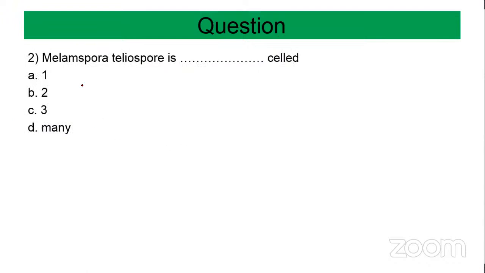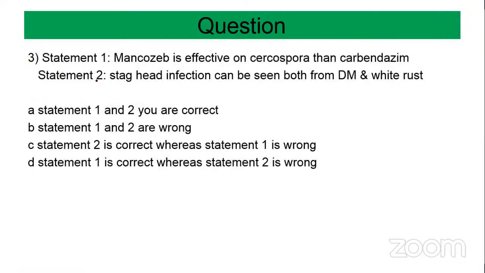Can anyone answer this? Melampsora teleospore is having dash cells. One, two, three, or many? Okay, it is having one cell. Then question number 3, statement 1: Mancozeb is more effective on Cercospora than carbendazim, right?